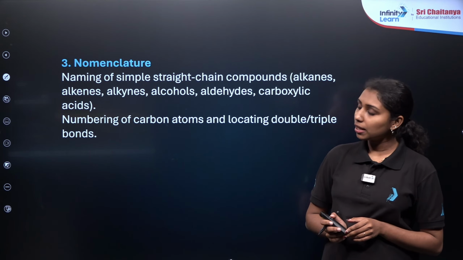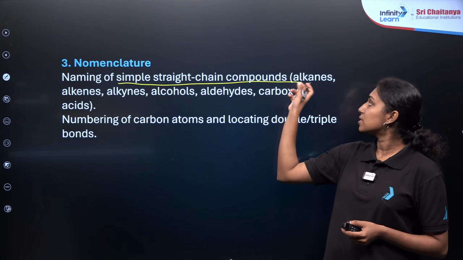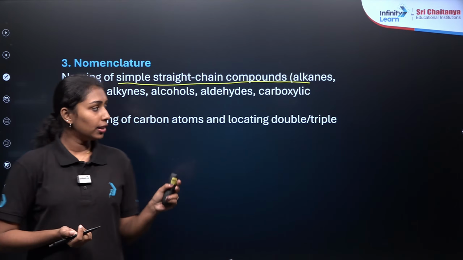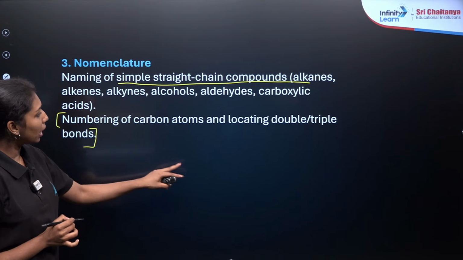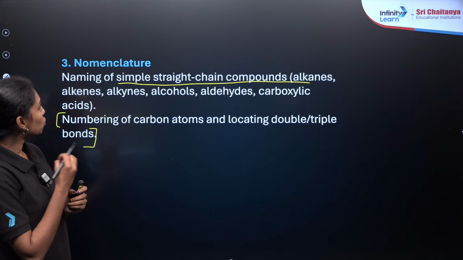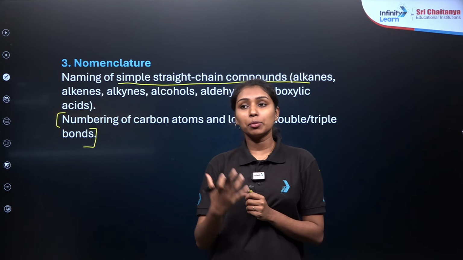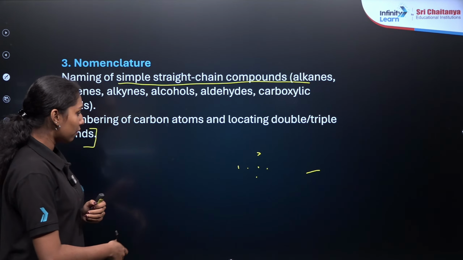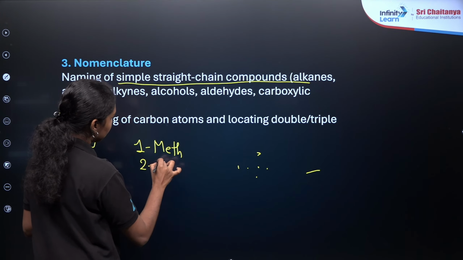Then here is the next topic, again from the IUPAC naming of the compounds. First we will start from the simple straight chain compounds like alkenes, alkynes, alcohols and aldehydes, with the functional groups. While doing the naming, a very important part is the numbering of carbon atoms and locating the double or triple bonds. So for example, to give the IUPAC name of a compound, first identify the longest chain and the number of carbon atoms there. Depending upon the carbon atoms, there are word roots. If the carbon number is 1, the word root will be meth. For 2, it will be eth, and so on.